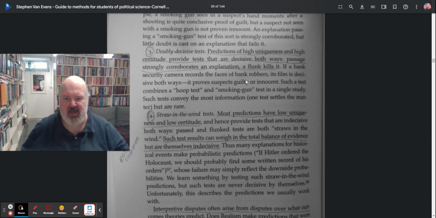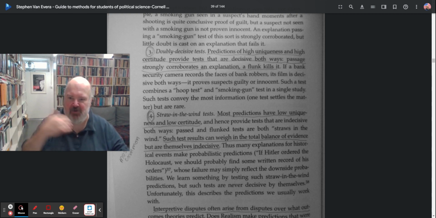If a bank security camera records the faces of the robbers, its film is decisive both ways. It proves suspects guilty or innocent. Such a test combines a hoop test and a smoking gun test in a single study. Such tests convey the most information. One test settles the matter, but these are rare. Double decisive tests are very rare. It's very difficult to create something that is double decisive.